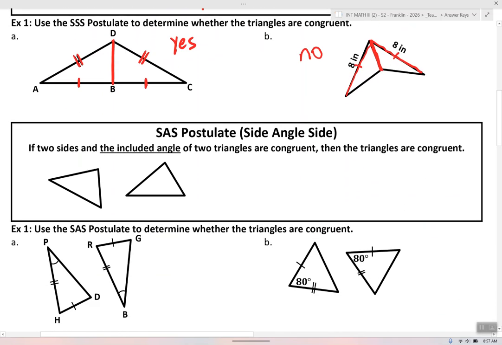Okay, the next postulate is called SAS, or side-angle-side. You have two sides and the included angle, that's the angle between those two sides. If two sides and the included angle of two triangles are congruent, then the triangles are congruent.